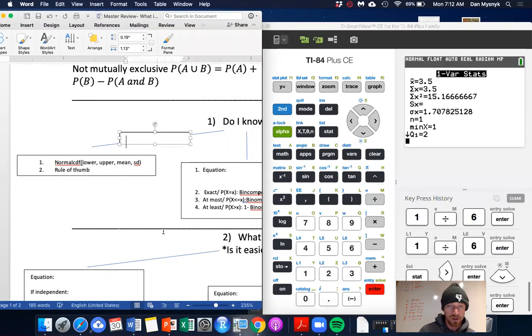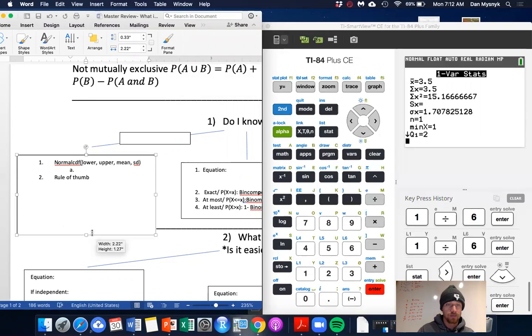You draw the curve, you draw your lower and upper bound. You say normal CDF from here to here. If you don't know, remember 1E99 gives you the top value. You put in your mean and standard deviation.